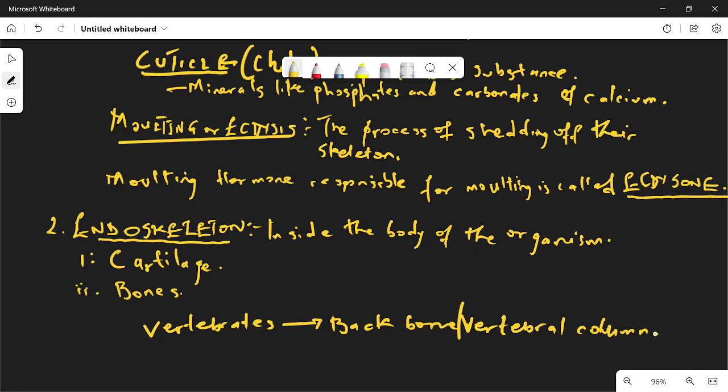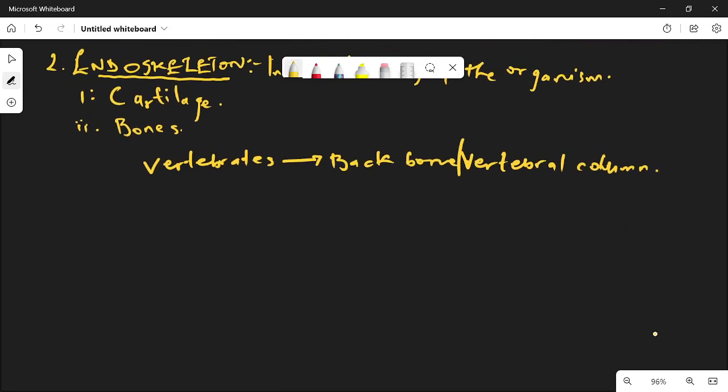But the spinal cord is not a bone. The spinal cord is a fluid tissue, in a jelly-like form, so it is not a bone. It is just a medium through which neurons are being transmitted. Vertebrates are organisms that possess backbone or the vertebral column. So that is clear now, I suppose.